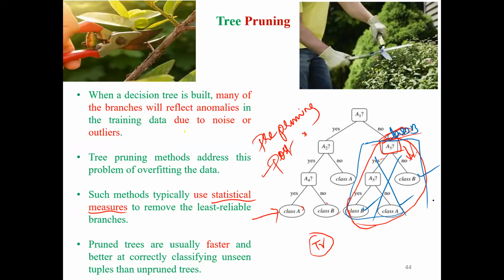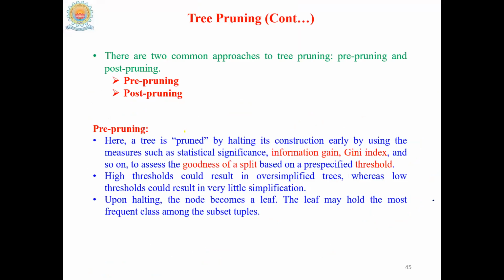So irrespective of the pre-pruning or post-pruning, the pruning of a tree can help to make the classification process faster and helps to get accurate and good results. So here are some theoretical part regarding pre-pruning and post-pruning. There are 2 common approaches to tree pruning: pre-pruning and post-pruning. Coming to the pre-pruning, here a tree is pruned by halting its construction early by using measures such as statistical significance, information gain, Gini index, and so on to assess the goodness of the split based on a pre-specified threshold.